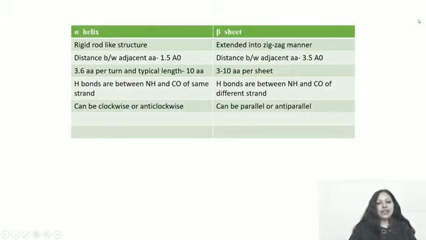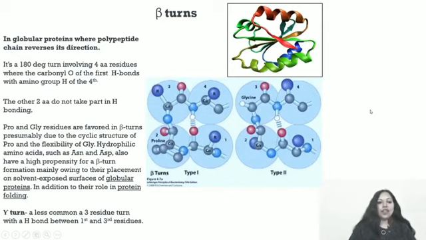So this is the difference between alpha helix and beta sheets: alpha helix is a rod-like structure, while beta is extended in a zigzag manner, and the helix can be clockwise or anti-clockwise, and beta can be parallel or anti-parallel. Coming to the beta turn, which results in globular proteins where the polypeptide chain reverses its direction. This is the polypeptide chain, and here the direction is reversed.